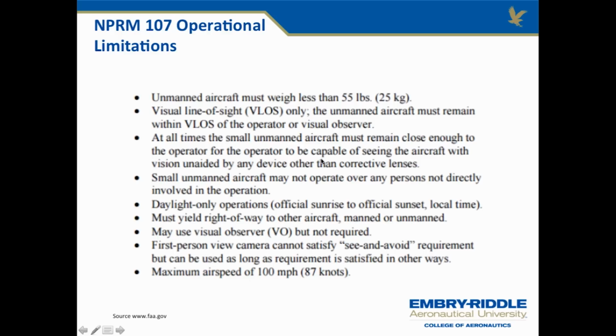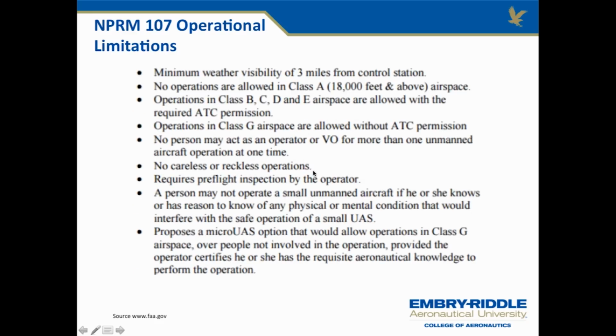You're talking about being able to see the aircraft at all times, which we've just mentioned, daylight operations only, normal issues of yielding the right-of-way. You can use a visual observer, but not required, depending on the type of flights. If you'll notice, you see first-person view camera cannot satisfy see and avoid requirements, but can be used as long as the requirement is satisfied in other ways. That gets back to the VisOb issue. And then you've got some maximum airspeeds of 87 knots.